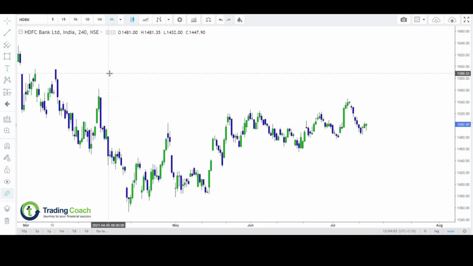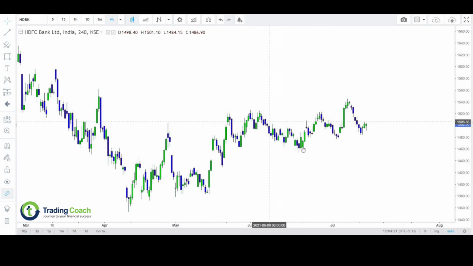Alright, so let me show you how to draw the resistance zone on this particular script. Right now I'm looking at the HDFC Bank 4-hour chart, and currently the stock is trading at somewhere around 1500. So let me follow the same process. First, let me mark all the major turning points.